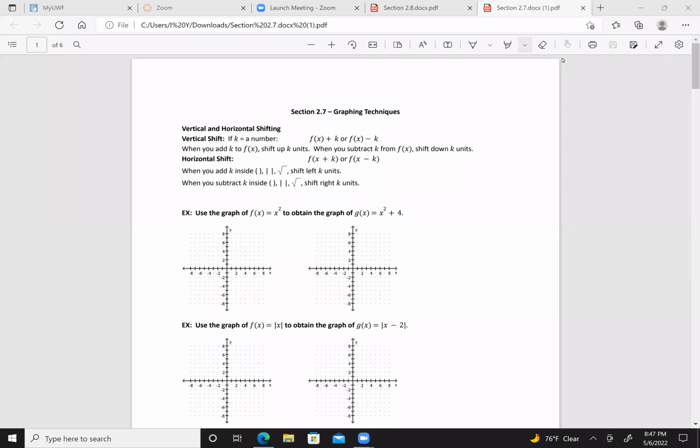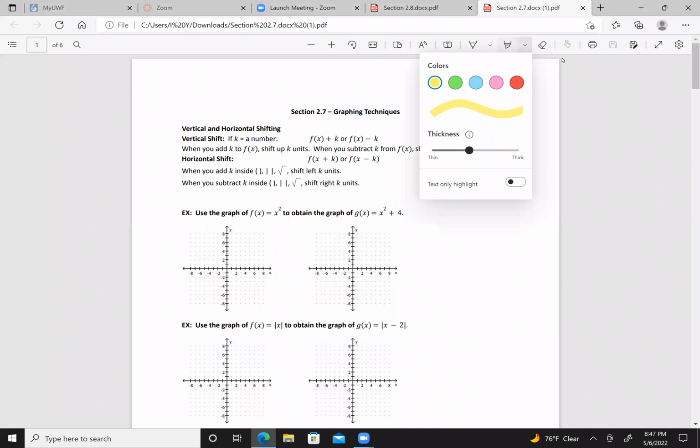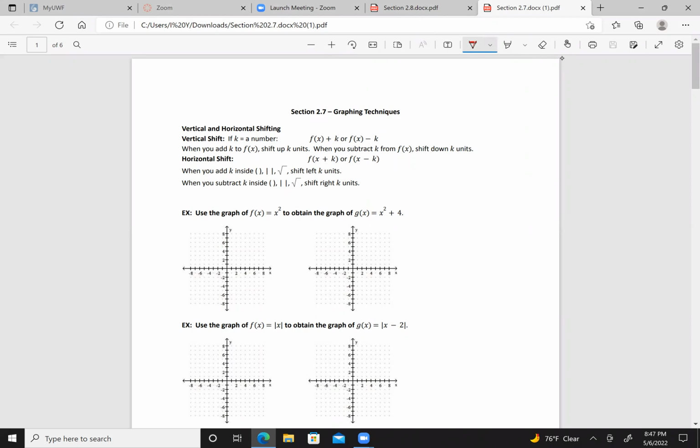Okay, today we're going to look at graphing techniques. First thing we're going to talk about is vertical and horizontal shifting. For the vertical shift, if k equals a number, then f of x plus k or f of x minus k: when you add k to f of x, shift up k units. When you subtract k from f of x, shift down k units.